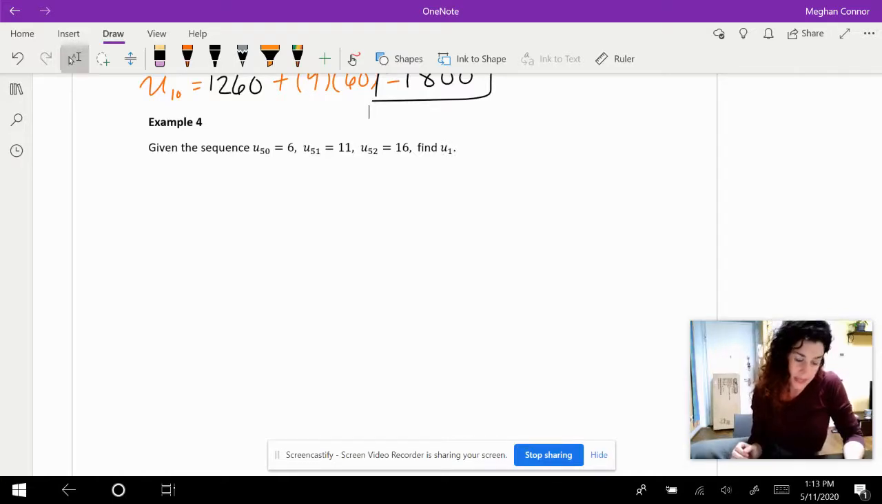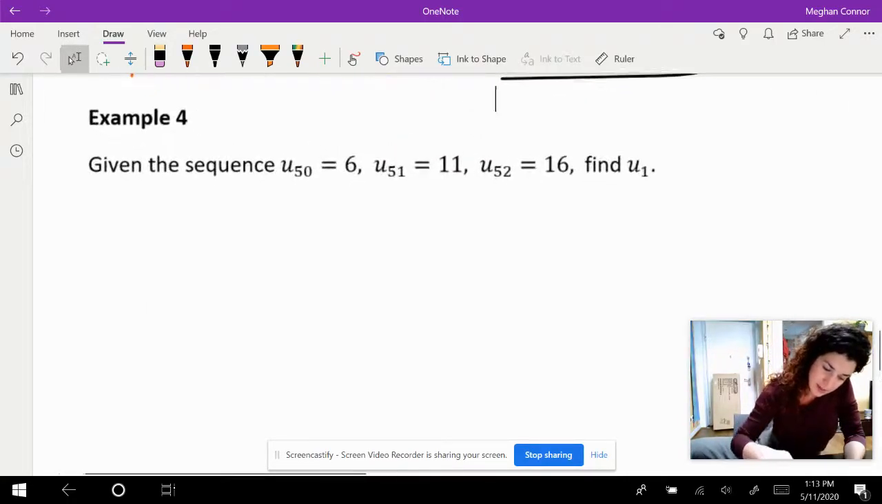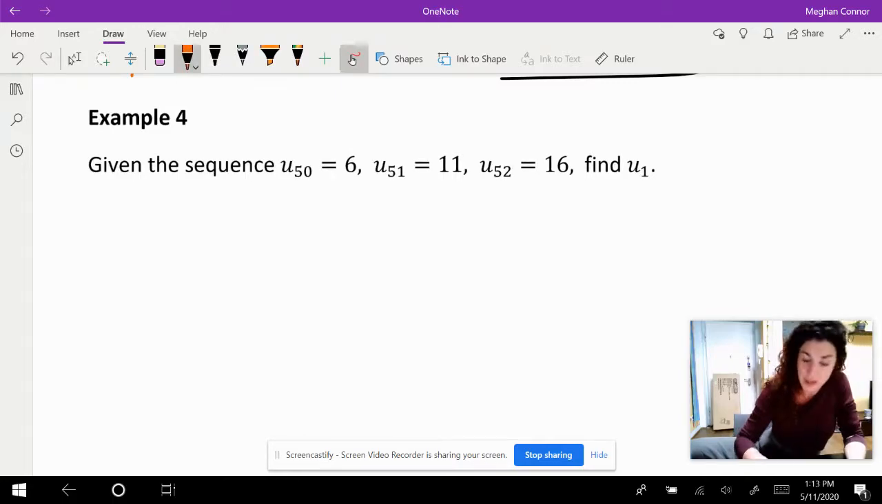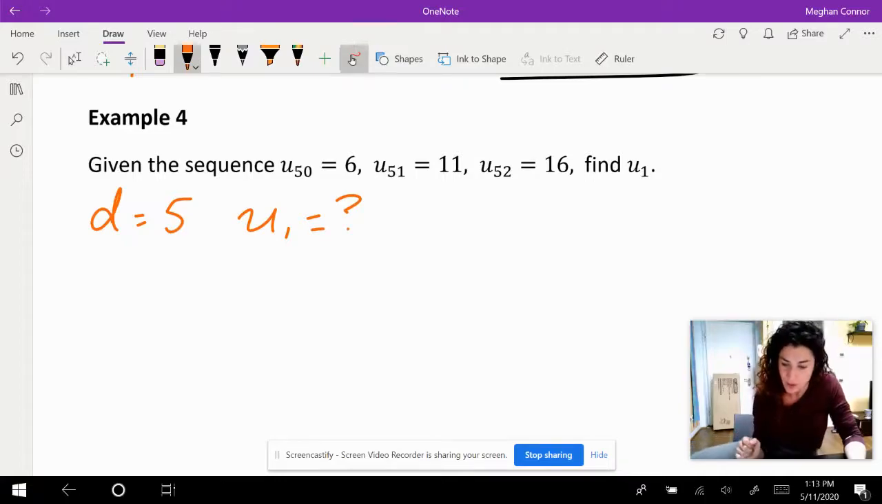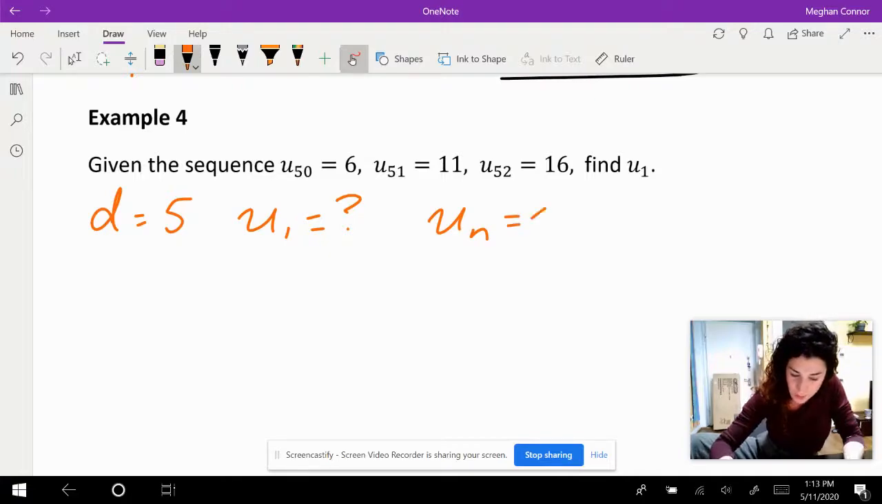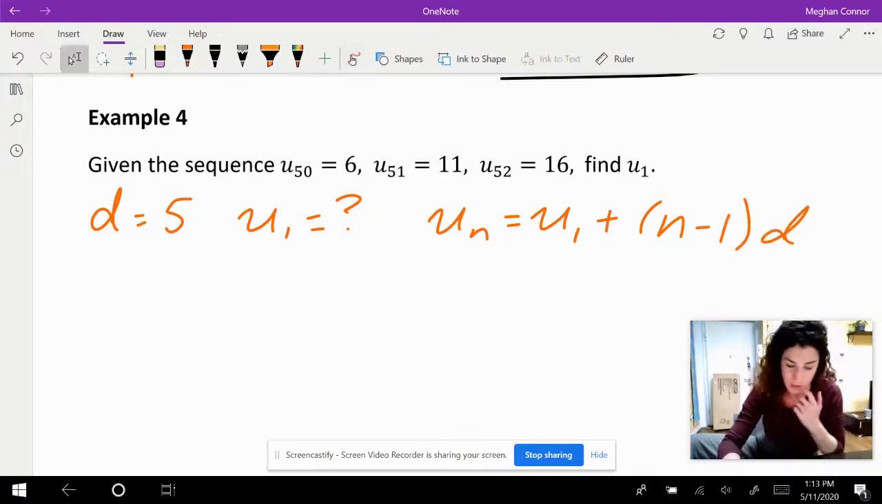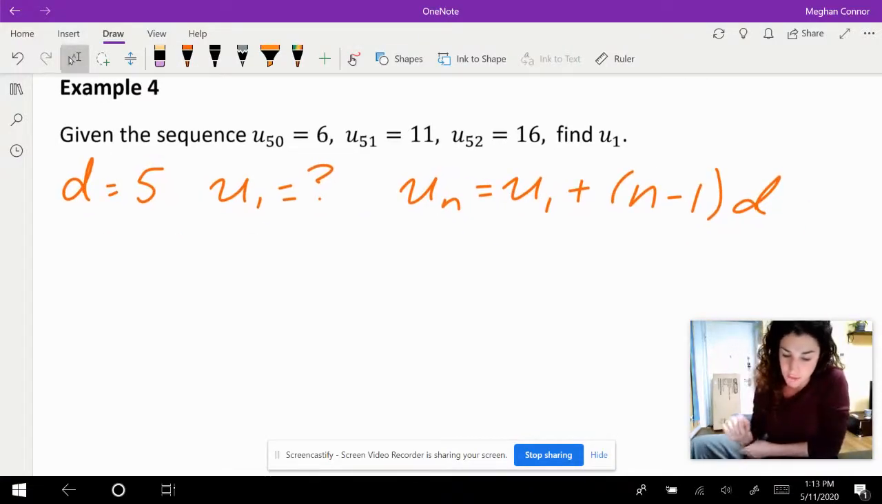So we know that our common difference here is 5. Because from 6 to 11 is 5, plus 5 to get to 16. So our common difference is 5. We don't know what u sub 1 is. But we do have a go-to formula. U sub n equals u sub 1 plus n minus 1 times your common difference. So then we're going to plug in what we do have in order to find the first term.